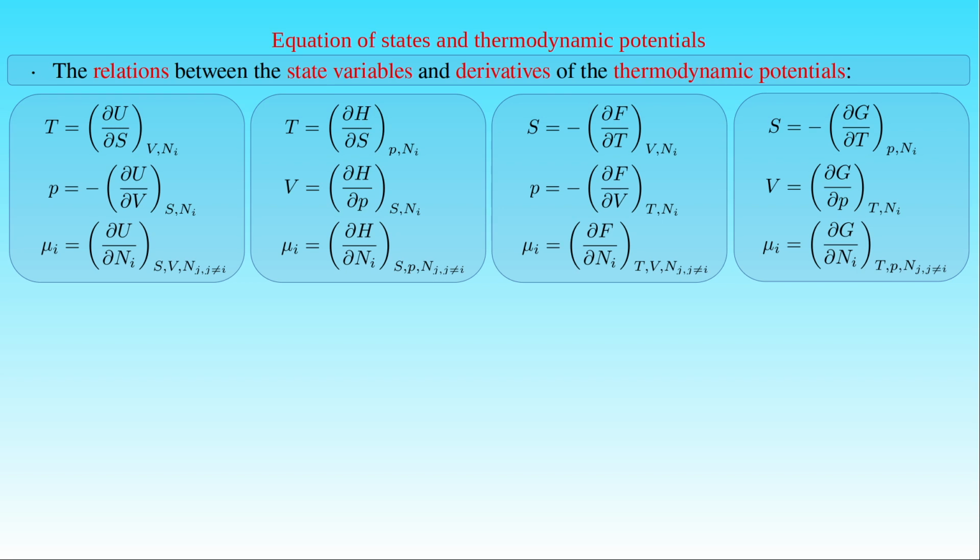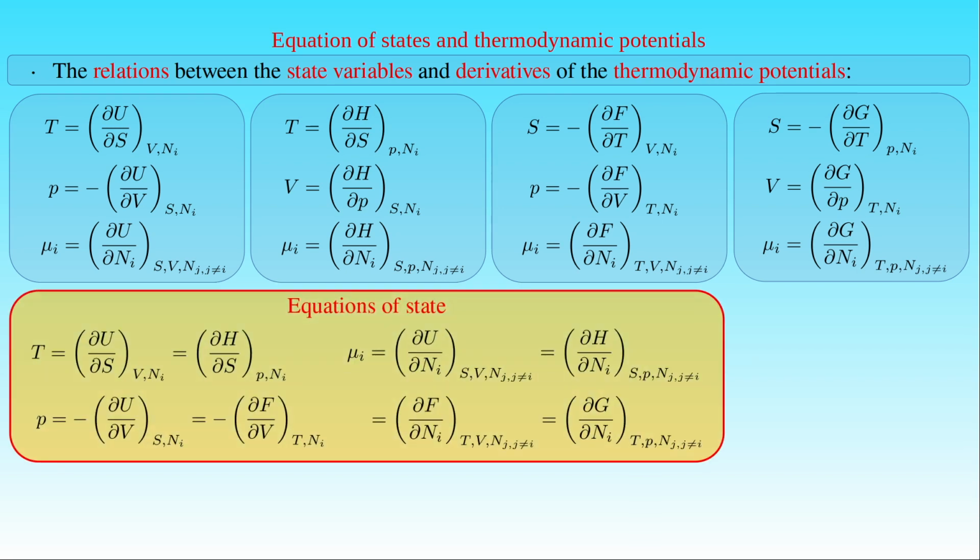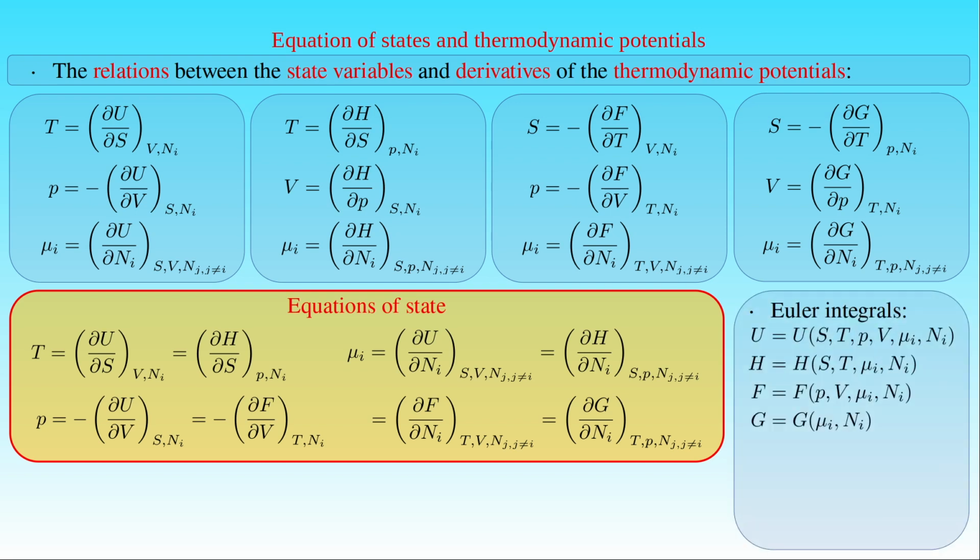In the four groups of relations, there are two pairs of equations expressing the temperature and pressure as the derivatives of different potentials, and four equations expressing the chemical potential as the derivatives of the four potentials. This set of equations expressing intensive variables as functions of the thermodynamic potentials and state variables are called equations of state. In the Euler integrals, we express the thermodynamic potentials as functions of the entropy S, the temperature T, the pressure P, the volume V, the chemical potential μI, and the number of particles Ni.